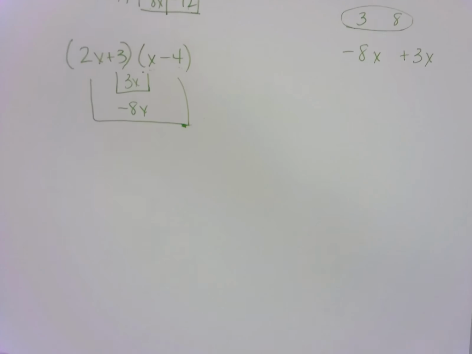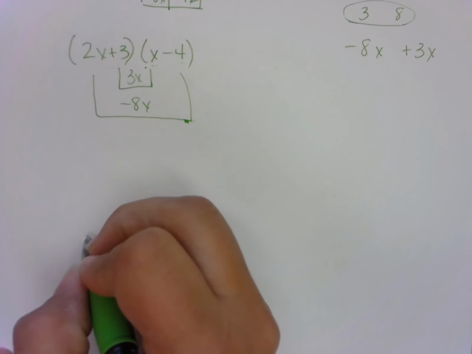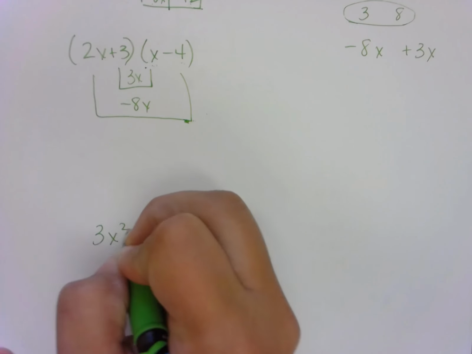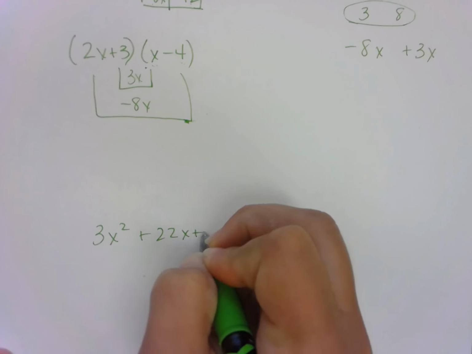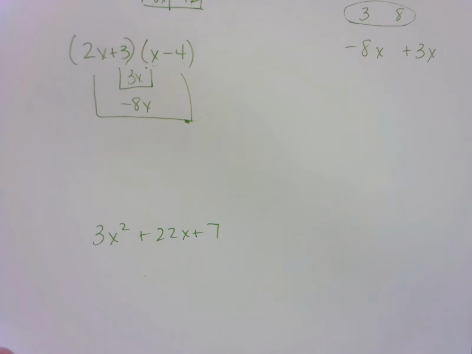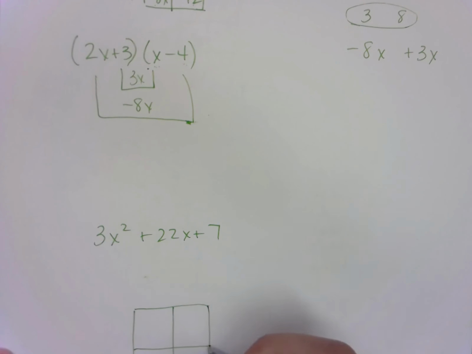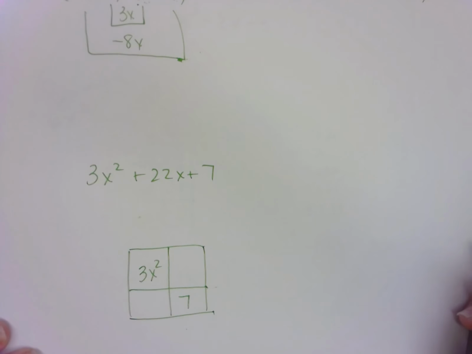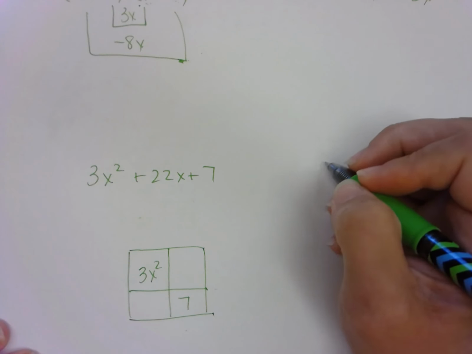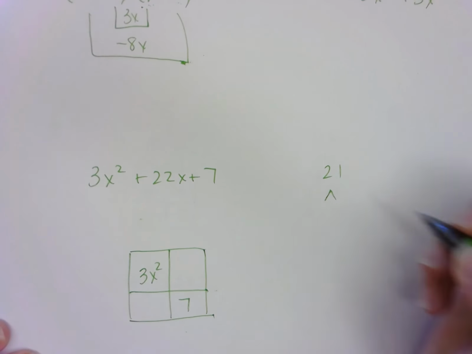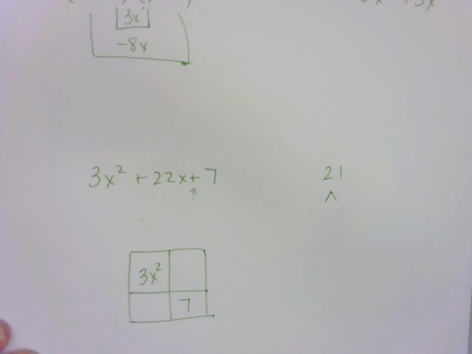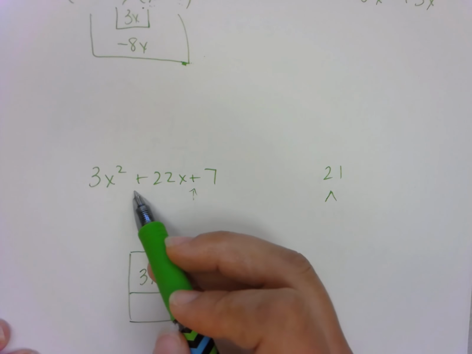All right, so let's do just one more. And we'll look at 3x squared plus 22x plus 7. All right, so I'm going to make my box. That puts my 3x squared here and my 7 here. So I multiply the 3 times the 7 and I get 21. And this is plus, so that means both my factors will add together to give me 22, and then they'll both be positive from this side.